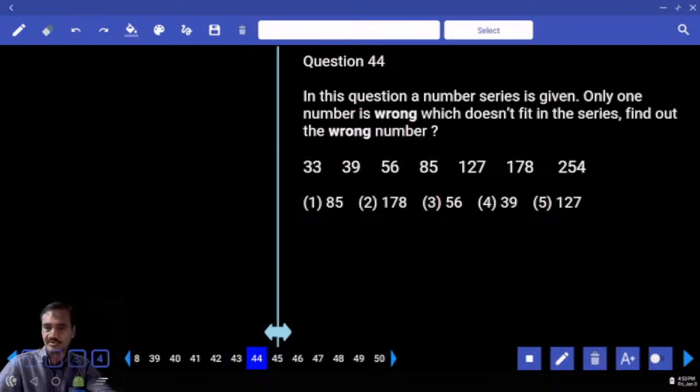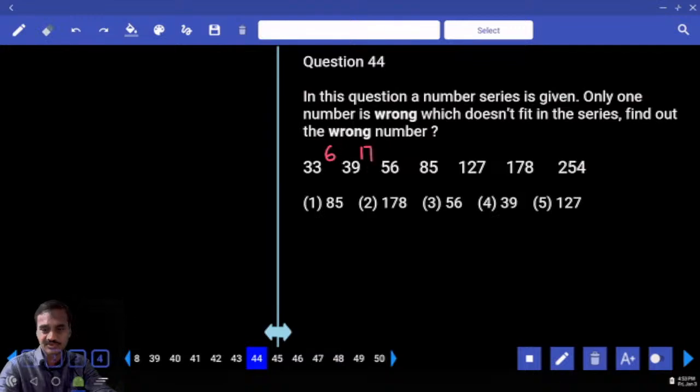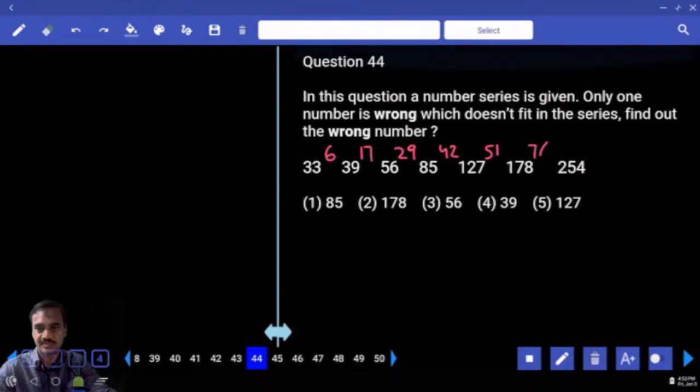Then 44. Now in this 44, again it is based on difference. And what are the differences? 6. 39 and 56 difference? 17. And next one 56 and 85? 29. Next one 85 and 127? 42. And next one 127 and 78? 51. 78 and 54? 78 and 22 plus 54, 76.